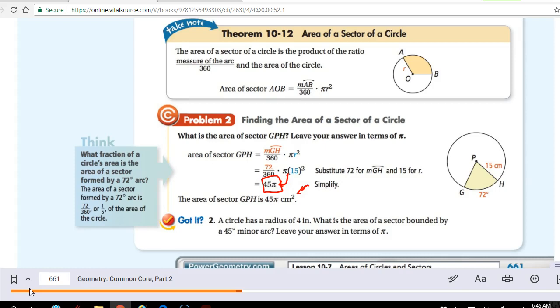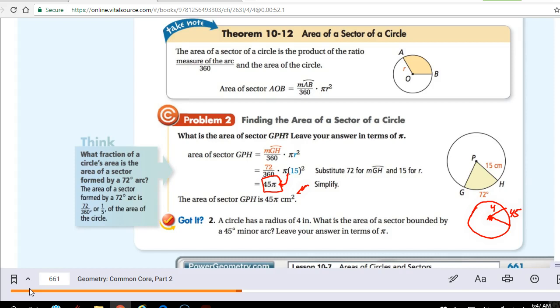Okay, so let's do the same thing in the Got It section. It says a circle has a radius of 4 inches. So I'm just going to sketch a circle. I think anytime you can draw something, it makes a little bit more sense to your brain. And I'm going to put a 4 there, 4 inches. What is the area of the sector bounded by a 45-degree minor angle? Okay, so I'm just going to draw another one there, and I'm going to call that arc 45 degrees. Because if the angle is 45 degrees, so is the arc.